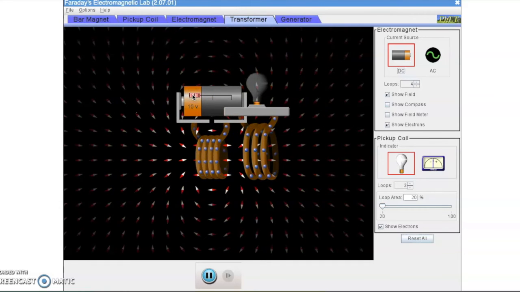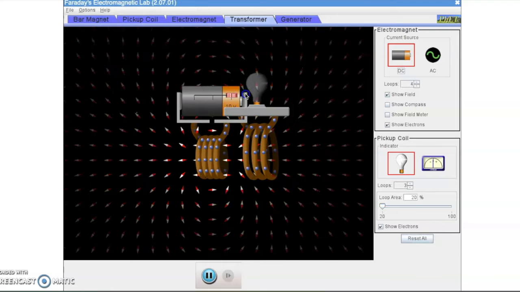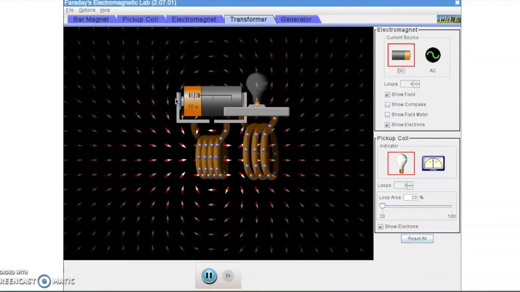Okay, you can see there's a flicker on the lamp. Flicker on the lamp again. So when I reverse the polarity of the DC supply, there's a flicker on the lamp. So what happens is that when I reverse the polarity of the DC supply on the left, there is also a change.